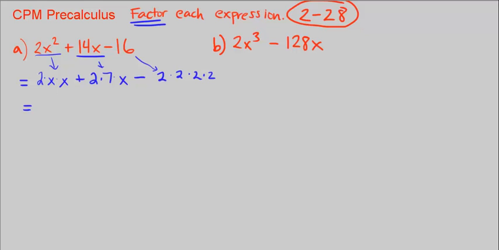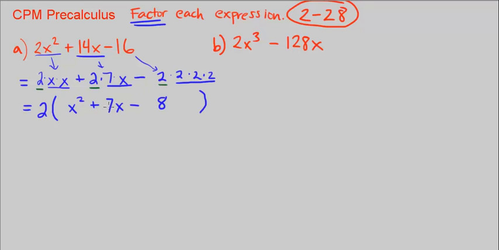So I see a 2 in all three terms. And I see an x here, an x here, but not an x here, so I can't take that out. I'm going to start off by just taking the 2 out. When I factor it out, what am I left with here? Just x squared. What am I left with here? Plus 7 times x, which is 7x. And here I'm left with minus 2 times 2 times 2, which is 8, so minus 8. So that's just factoring the 2 out.